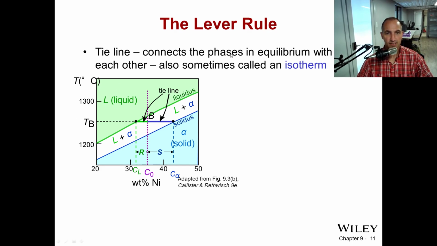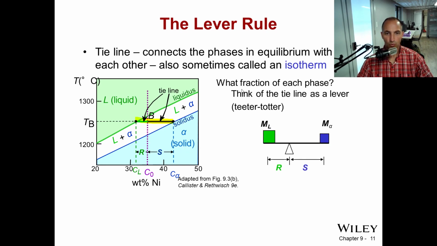So the tie line connects the phases in equilibrium with each other, and it's also sometimes called the isotherm. So this is your tie line, right across here like this. All right. So what's the weight fraction of each phase? Think of this as a teeter-totter. If you're closer to the top of this two-phase region here, you're going to have a longer lever on this side, which means that the mass of alpha is going to be smaller, because it has a longer upper arm, in order to keep this in balance.